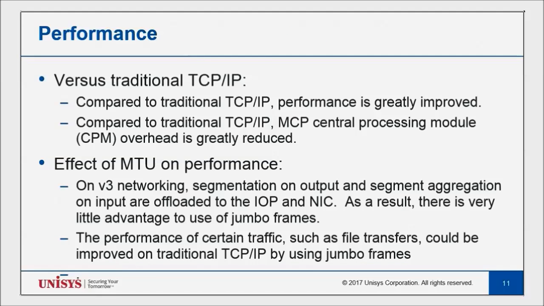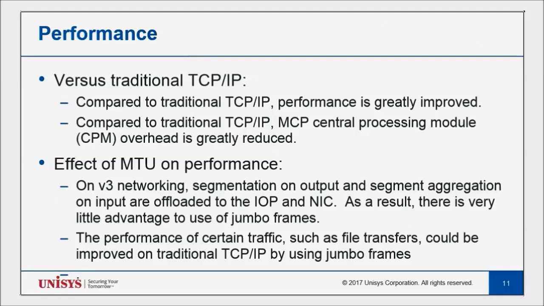Okay, we'll talk a little about performance. Compared to traditional TCPIP, performance is greatly improved, and also CPM overhead is greatly reduced. On traditional TCPIP, jumbo frames made a significant difference in performance. That's not true with v3 networking.